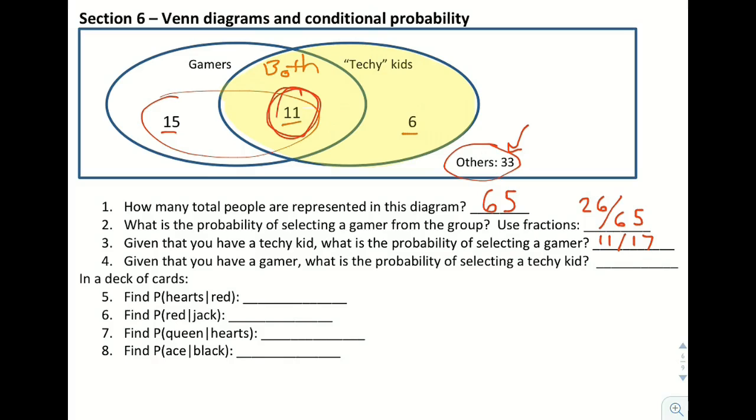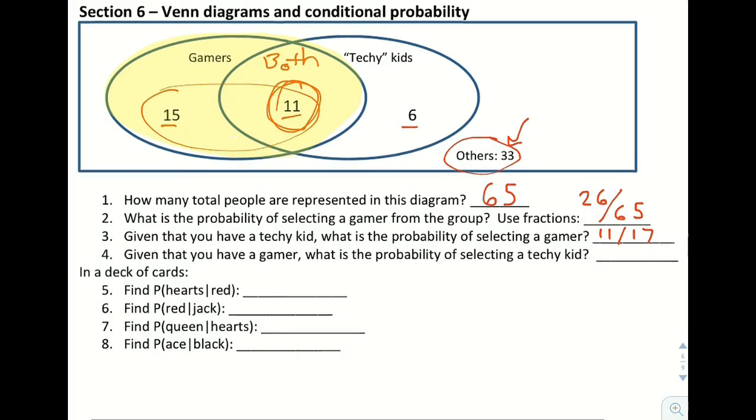Number 4, given that you have a gamer, what is the probability of selecting a techie kid? Now we have a new situation. Now we have a gamer. The same logic applies as before, so I'm going to let you do that one on your own.